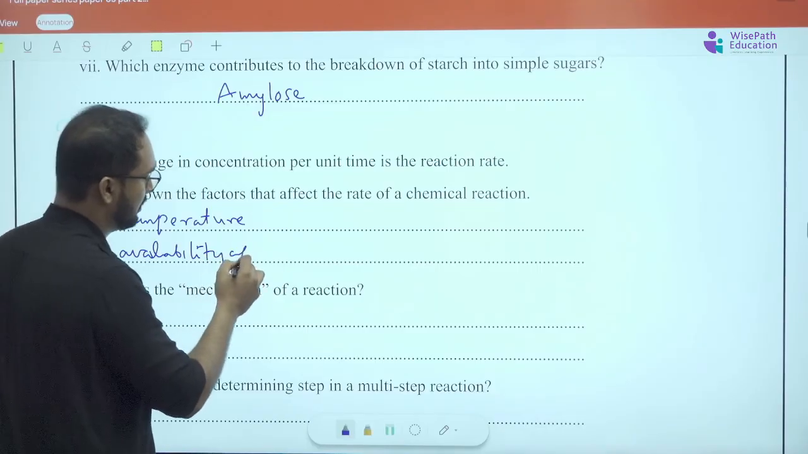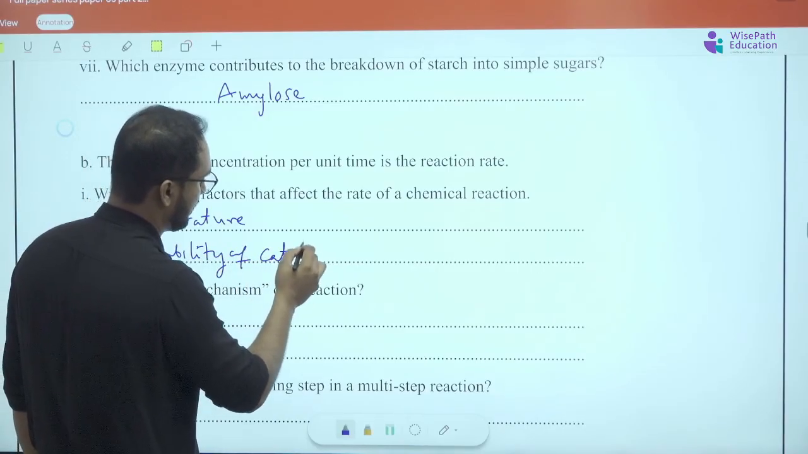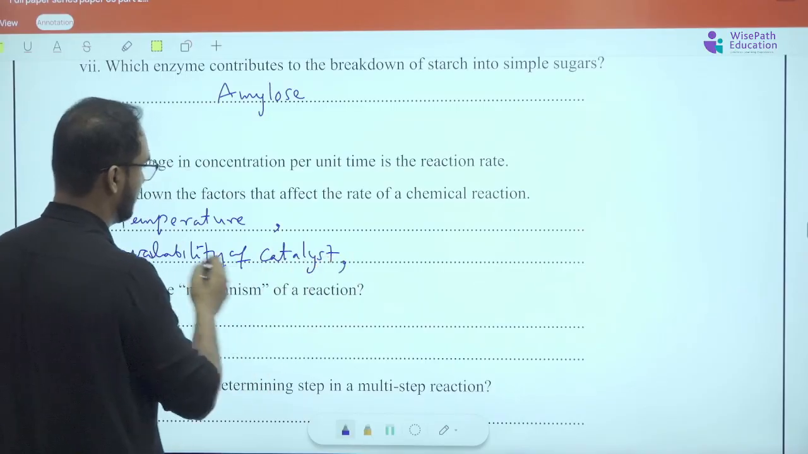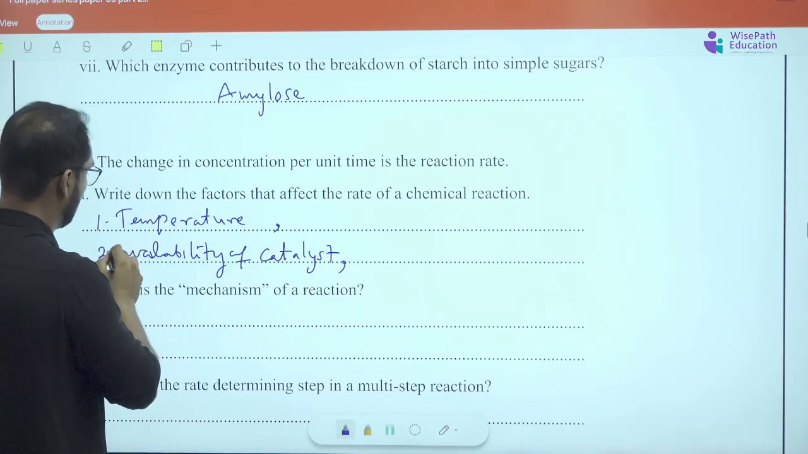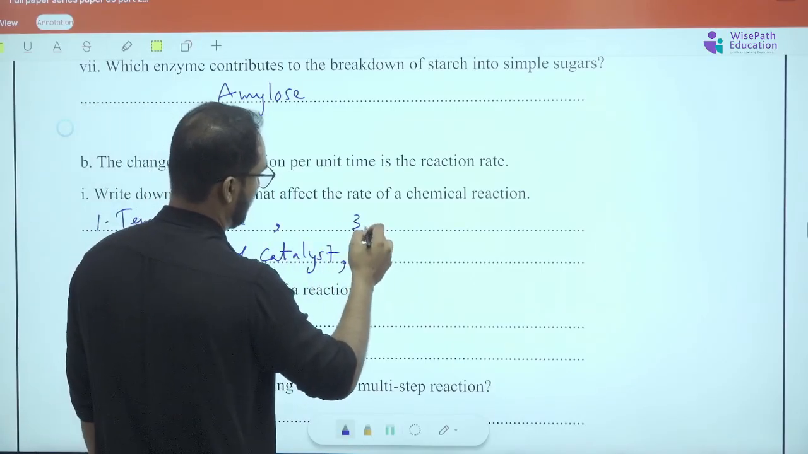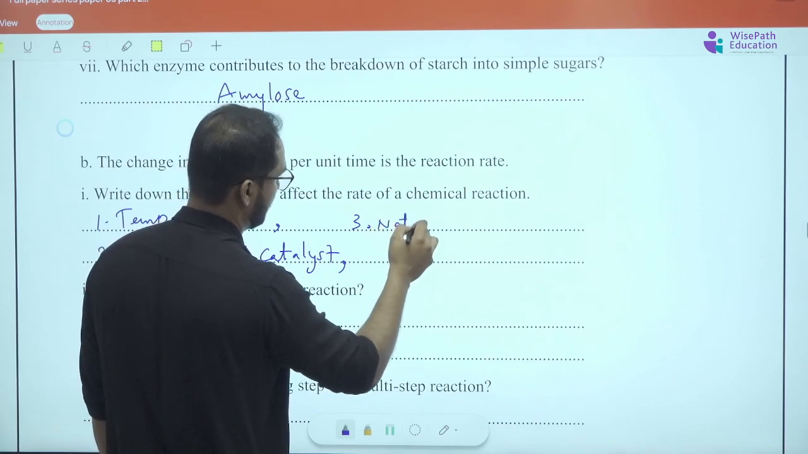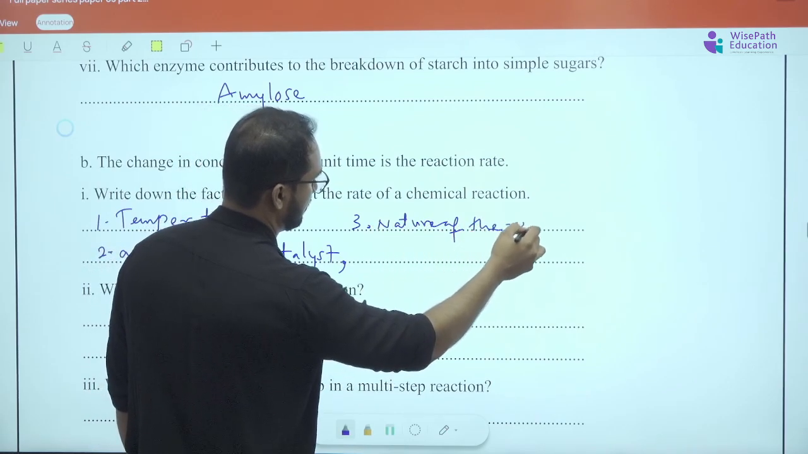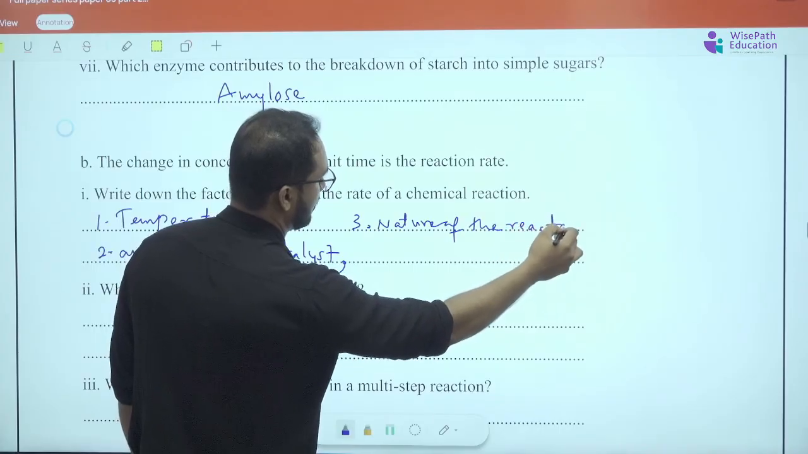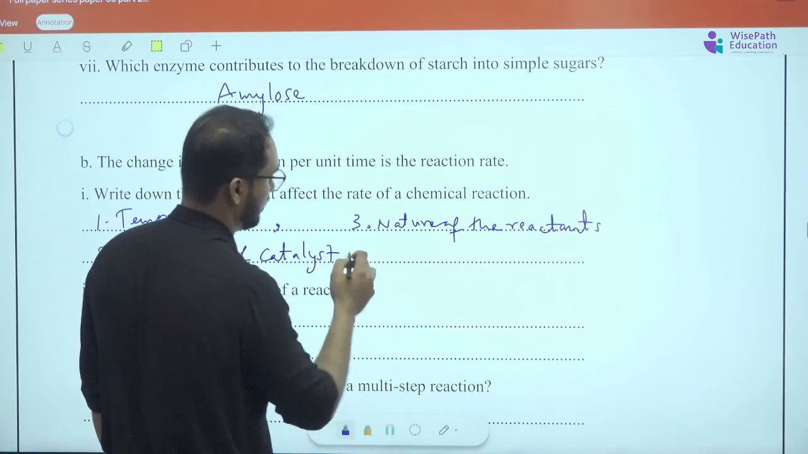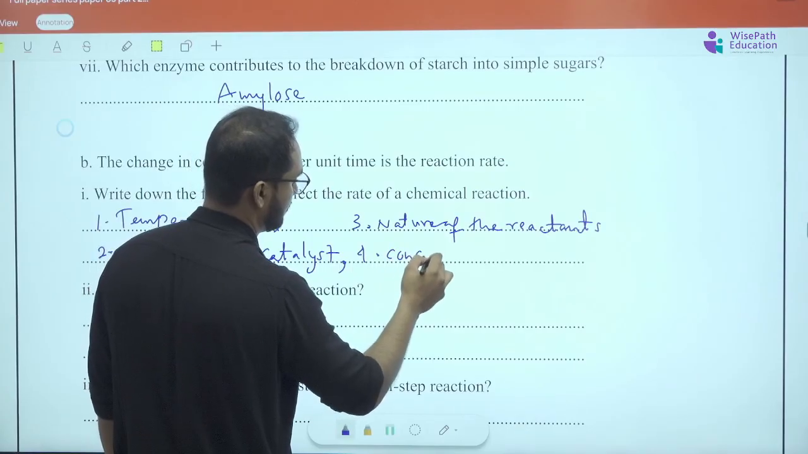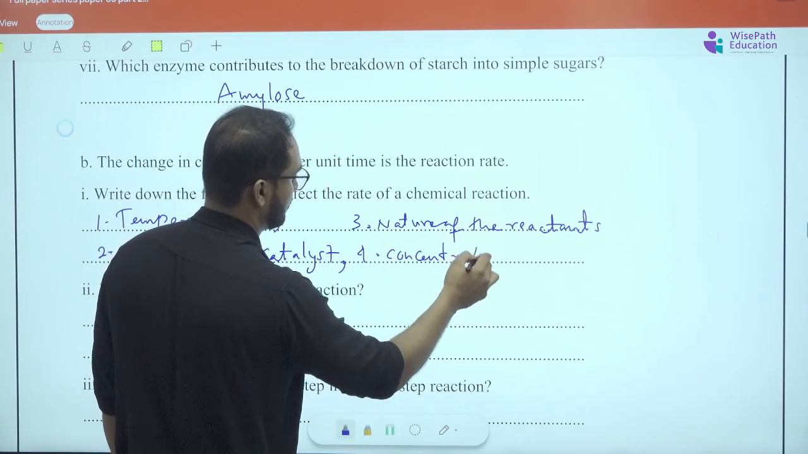Stability of catalyst. Nature of the reactant and the concentration. Right.